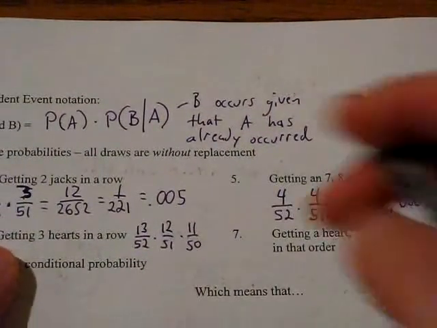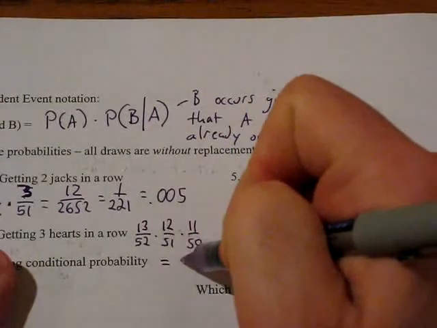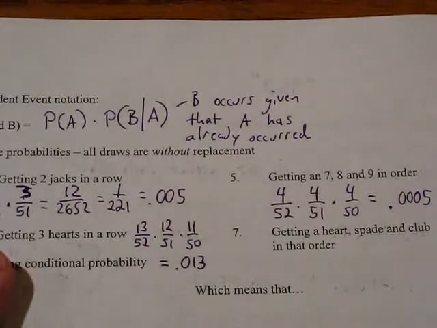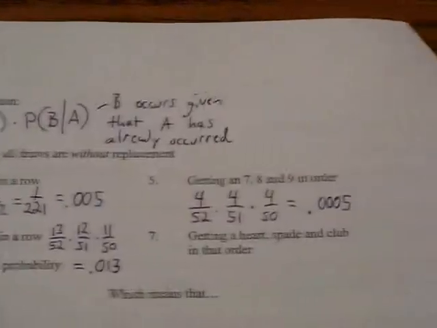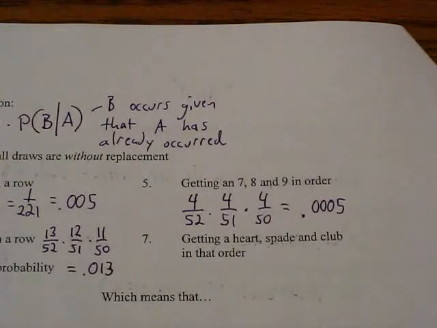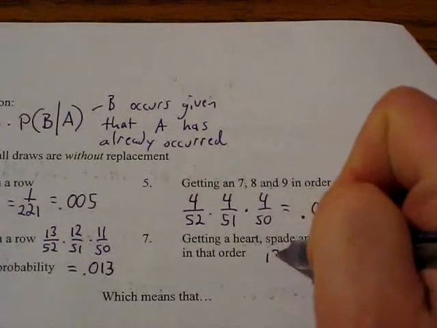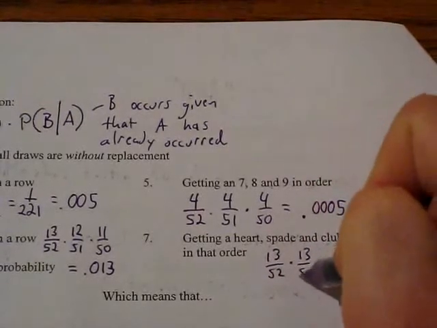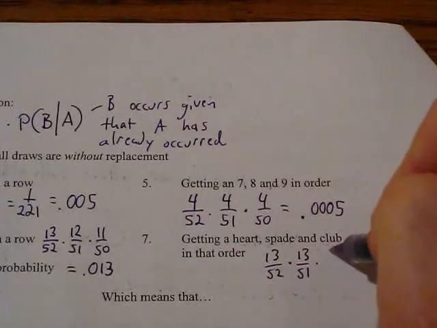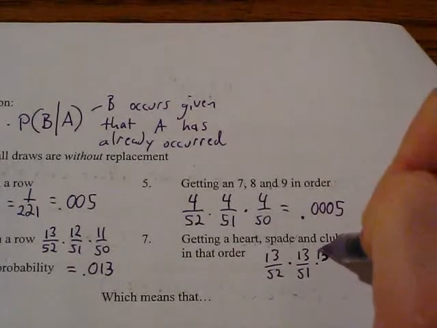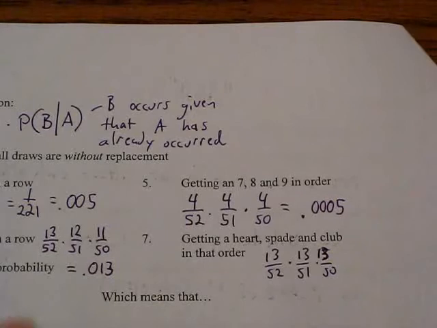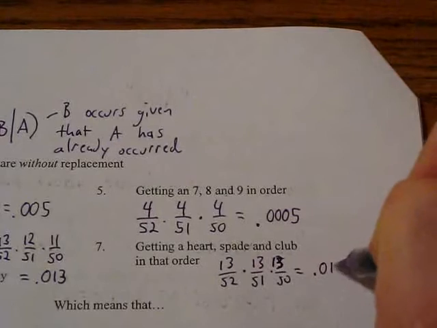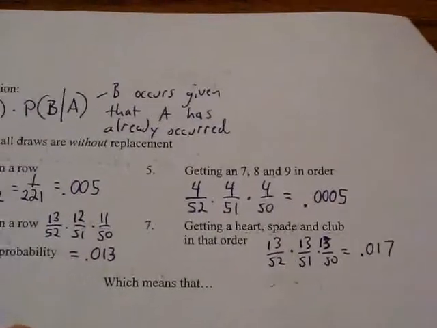Multiplying top times top times top and bottom times bottom times bottom, and then doing your division, this is going to give you about 1%, 1.3% to be exact. Now we're going to get a heart, spade, and club in that order. So 13^52 is the heart, the spade is 13^51 because there's 13 of the spades, and a club is 13^50. Multiply top times top times top, bottom times bottom times bottom. You're going to get roughly about 2% there, or 1.7%.